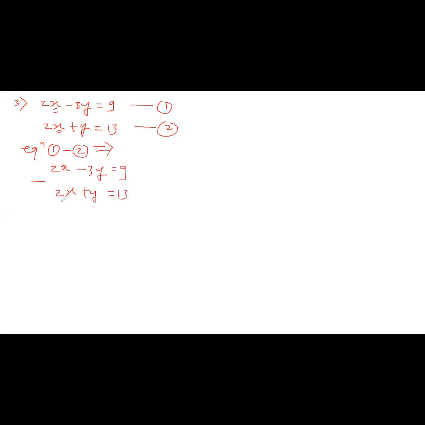So subtract equation 1 and 2. So sign changes, plus becomes minus, minus becomes plus. So 2x minus 2x cancelled, minus 3y minus 1y. Now don't consider this plus sign. So minus 3y minus y, minus 4y, 9 minus 13. So 9 minus 13 becomes minus 4. Here minus 4 multiply, here it comes divide. So minus 4 cancelled, and we got y equals to 1.